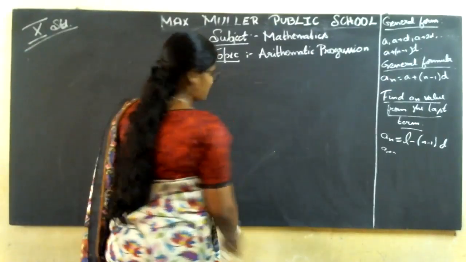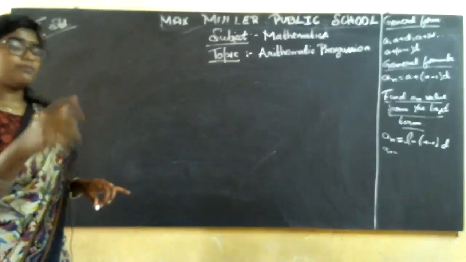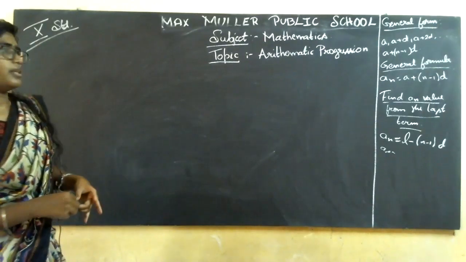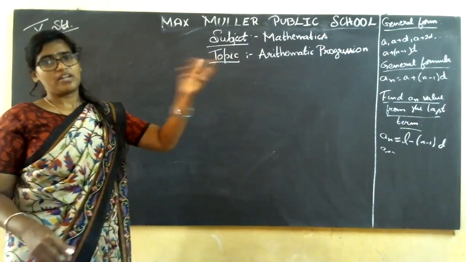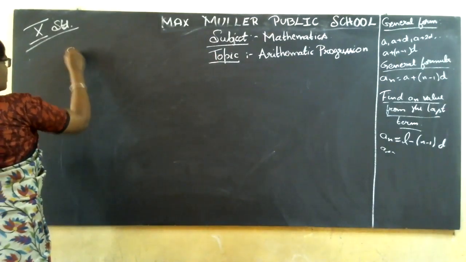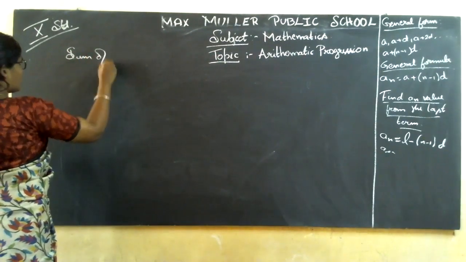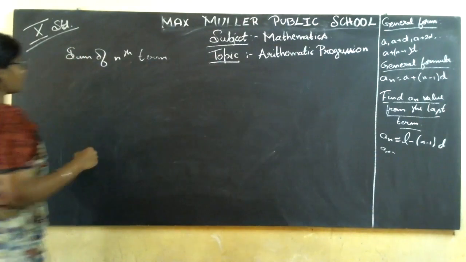Sum of nth term. Till now you were finding the nth term value. Now the number of terms will be given. You are going to sum it up and find out what is the value. So now, summation of nth term. You are going to find out the summation of nth term.